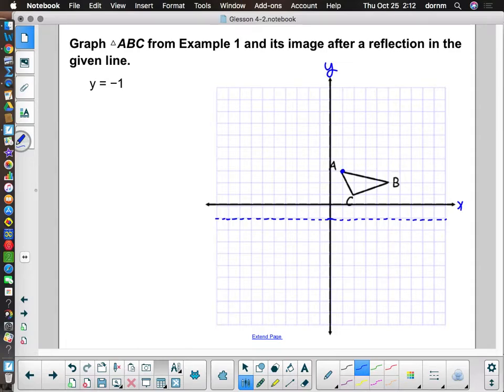A right here is 1, 2, 3, 4 units up from the line of reflection. So we go 1, 2, 3, 4 units down, and there's marking A prime. C is 2 units up from the line of reflection, so we go 2 units down, and there's my C prime. B is 1, 2, 3 units up from the line of reflection, so I'm going to go 3 units down from the line of reflection. Okay, and there's my B prime.